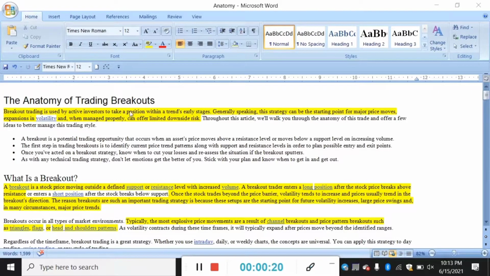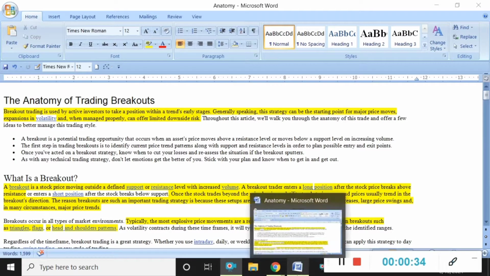Breakout trading is used by active investors to take a position within a trend's early stages. Generally speaking, this strategy can be the starting point for major price moves, expansions in volatility, and, when managed properly, can offer limited downside risk. Let's take an example. Here's the LTC chart.